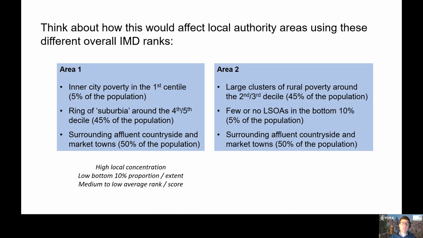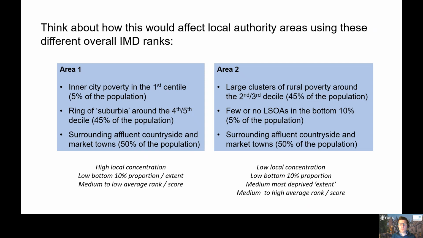Compare that to area 2, which has large clusters of rural poverty around the second and third decile, so not absolute poverty, but just above, and maybe 40% or 45% of the population in that category. It doesn't have many LSOAs in the bottom 10%, and it does have, again, that surrounding affluent countryside. We'd have to conclude that this has low local concentration, low bottom 10% proportion, it's medium when it comes to the most deprived extent, and it's medium to high when it comes to average rank, so not particularly deprived.